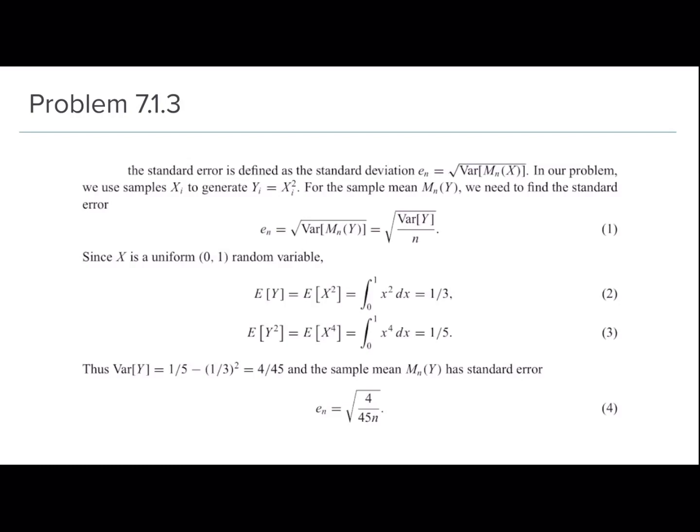And so we have the variance of Y, which is equal to E of Y squared minus E of Y whole squared, which will be equal to 1 by 5 minus 1 by 9, which is equal to 4 by 45. And so we have the variance of Mn of Y is equal to 4 by 45n, which is basically equal to variance of Y divided by n, and the standard deviation or the standard error is the square root of this. So the standard error E of n is equal to root of 4 by 45n, and n is 50 over here.